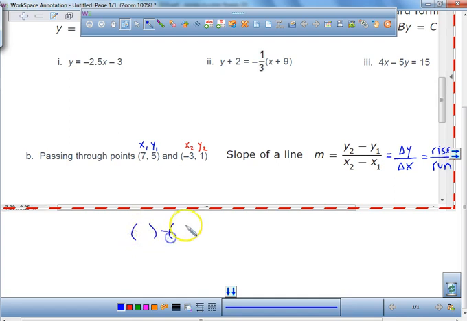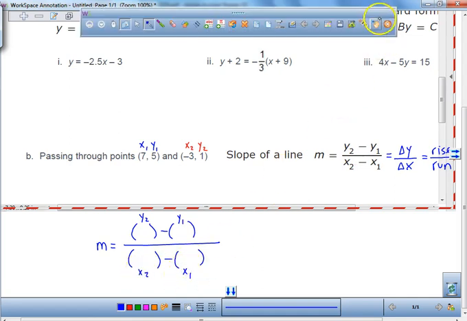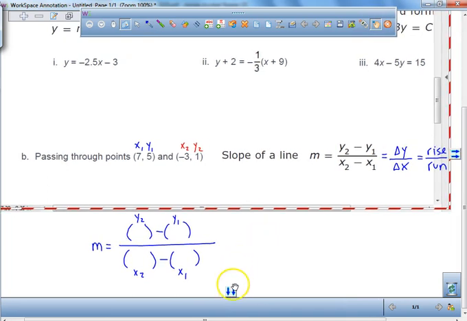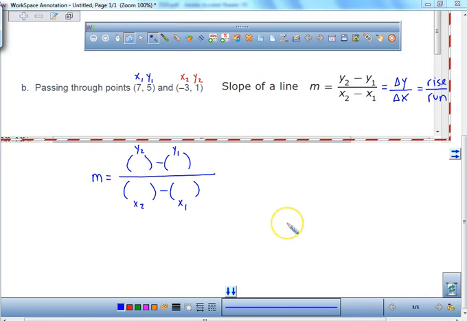Parentheses minus parentheses over parentheses minus parentheses. Put m equals. Then let's label it: y2 minus y1. Where am I getting it? From the slope formula right here. x2 minus x1. Just write it down. See if you can keep up. Don't be the student that has two speeds, slow and stop. Let's keep up with me.